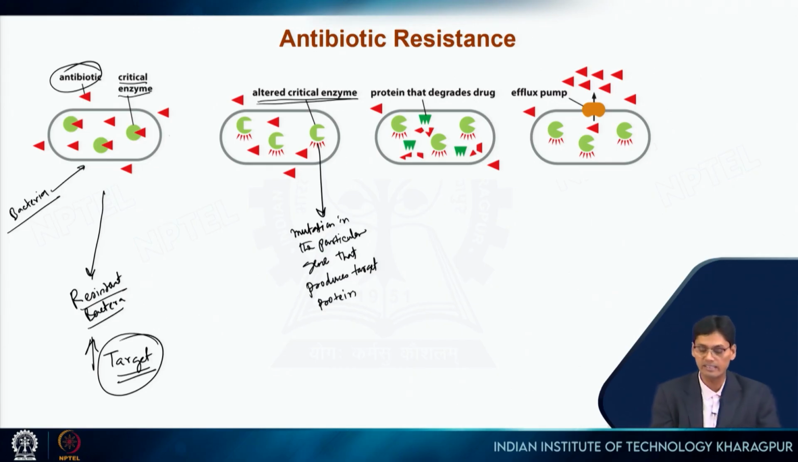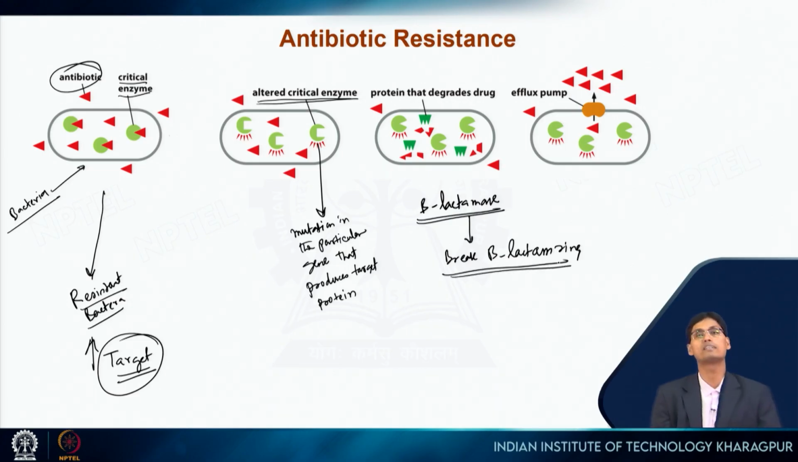I already mentioned beta lactamase. So beta lactamase breaks the beta lactam ring present in the penicillin group of antibiotics. As a result of that, those bacteria are now resistant against penicillin.